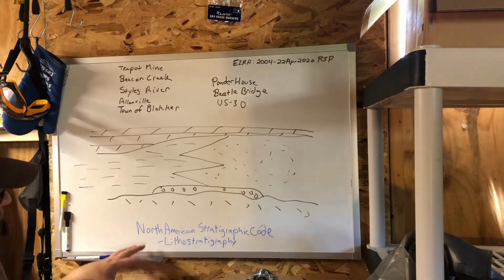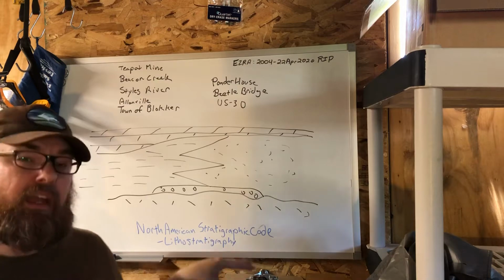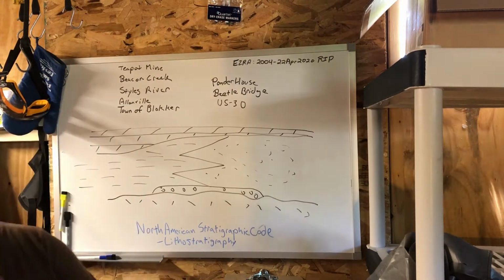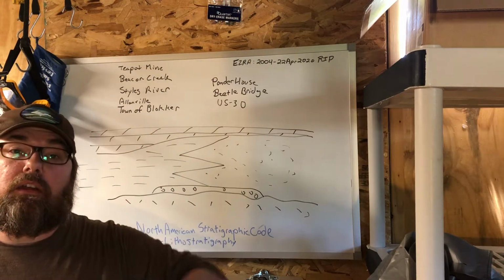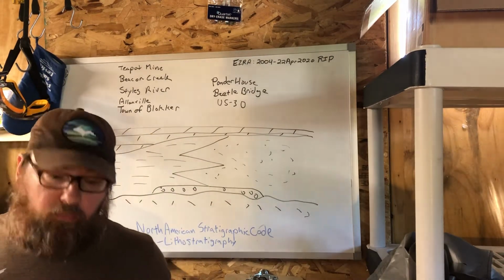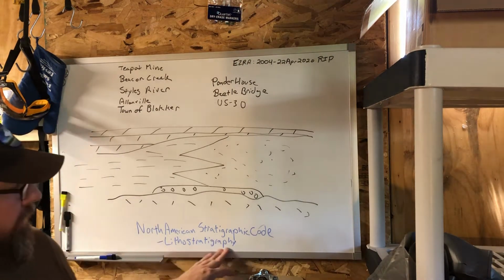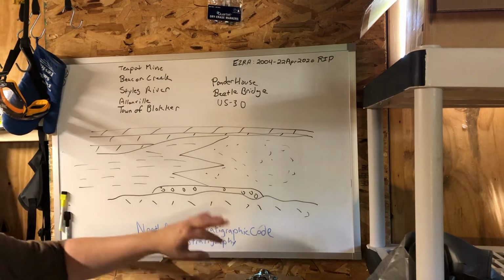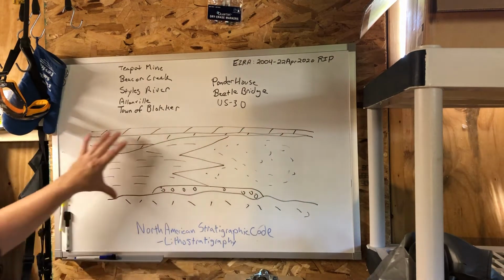And today I'm going to talk about the North American Stratigraphic Code, and specifically the part about lithostratigraphy. I am not going to give you article numbers, paragraphs, or sections. It is linked below in the description if you want to read the most recent version. The document is not that long, but we are going to deal with the part on lithostratigraphy. All right, and we'll just say this is a little cross-section into the earth of our area.